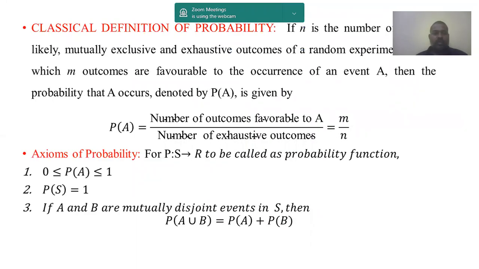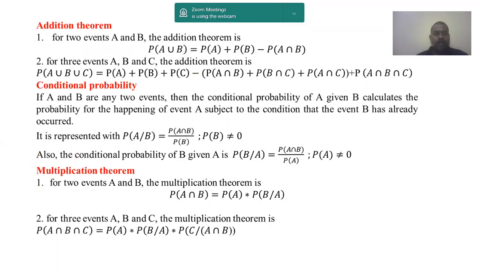So in the last class we saw the classical definition of probability, where the probability of an event is nothing but the number of favorable cases by the number of exhaustive cases. And we saw the axioms of probability: the probability of an event is always between 0 and 1. The sum of all probabilities is equal to 1, that is, the probability of the sample space S is equal to 1. When A and B are mutually exclusive events, then probability of A union B is equal to probability of A plus probability of B. So in the present class, addition theorem.